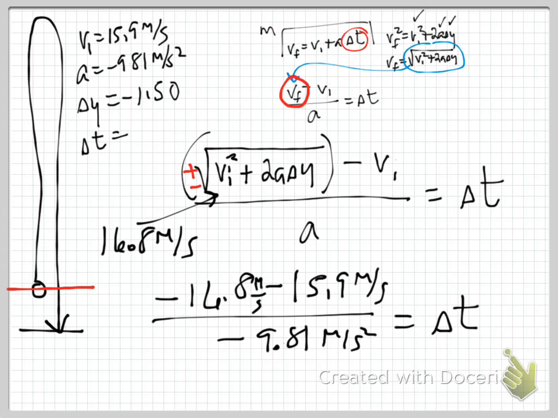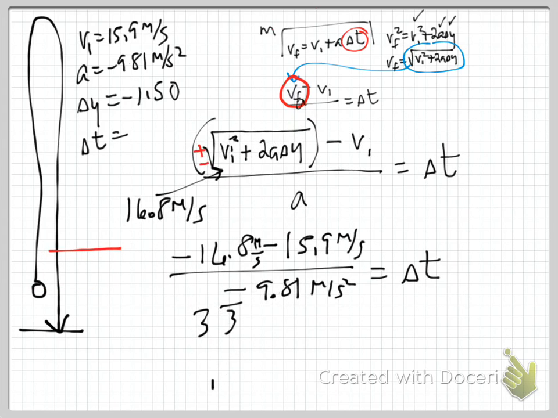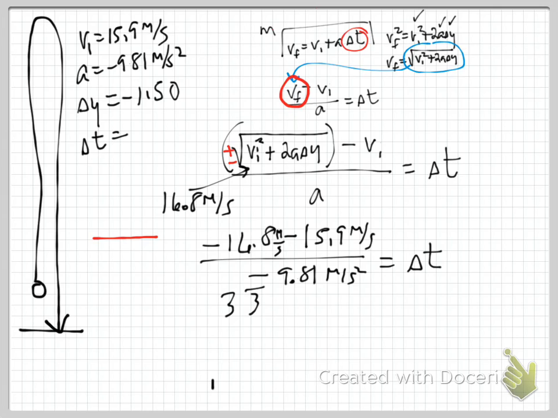So the raw number that we get for this is 3.3 repeating. With our 3 sig figs, we have 3.33 seconds. So our final answer is 3.33 seconds for delta t. Questions, comments, concerns?